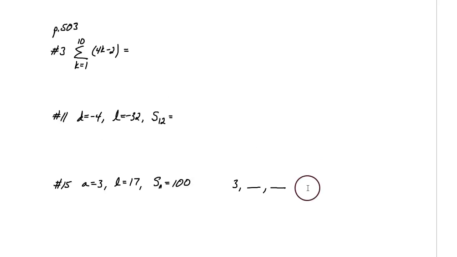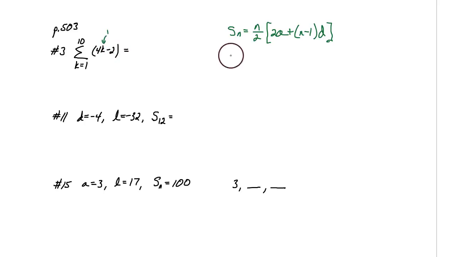Now page 503. This is where we learned how to sum up an arithmetic series when it was given to us in sigma notation. To find the sum of an arithmetic series, we have a formula. It's S sub n equals n divided by 2 times 2a plus n minus 1 times d. We need to know what a is, the first term. So to find the first term, fill in 1. 4 times 1 is 4, and 4 minus 2 is 2. The very first term is a 2. In our formula for the letter A, you can fill in 2.